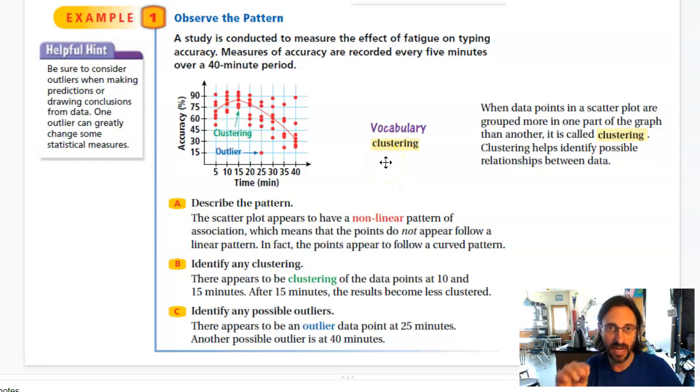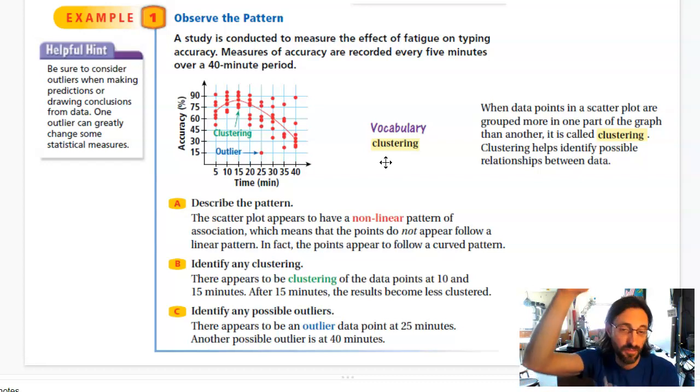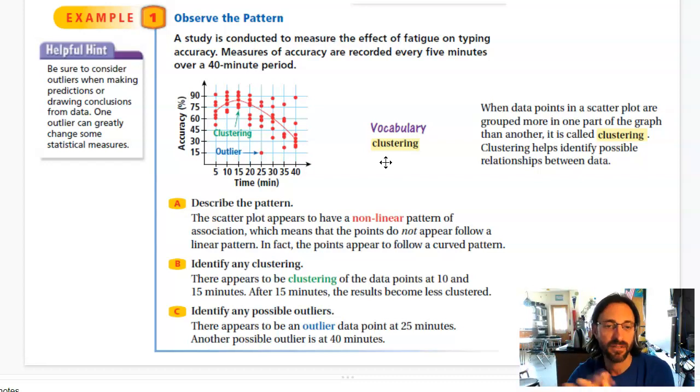When we work with data, bivariate data means it has two components, an X component and a Y component. You can think of it as an independent component and a dependent component. So time is often independent. How far something grew might be the dependent version. Anyway, the vocabulary term is clustering, and it's when data points in a scatter plot are grouped more in one part of the graph than the other. And you can see examples of clustering here.